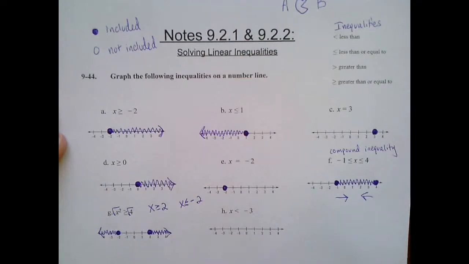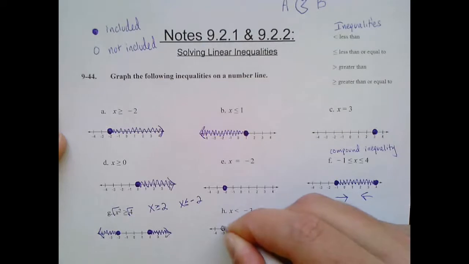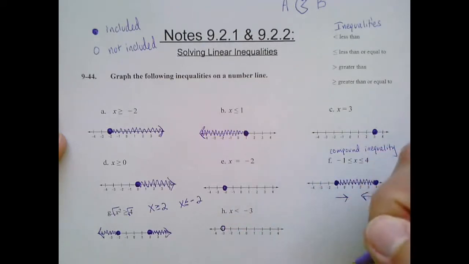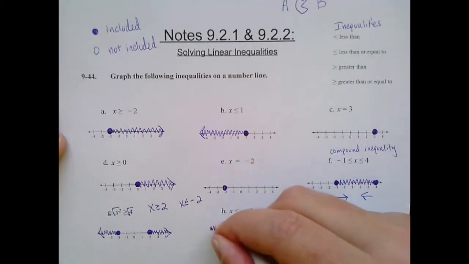And last but not least, h, x is less than -3. So for -3, is -3 included? In this case, no. So you can do open circle on -3. You're saying x is less than, so in which direction would you shade to get numbers that are less than -3? You would shade to the left. So then I think your final will look something like this.